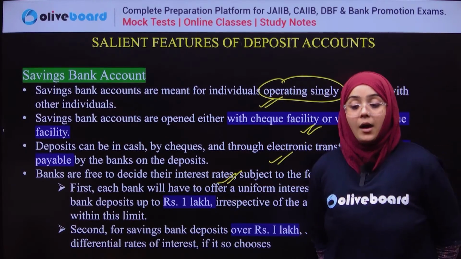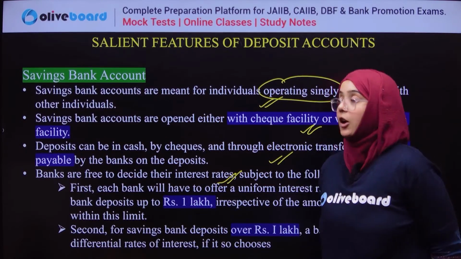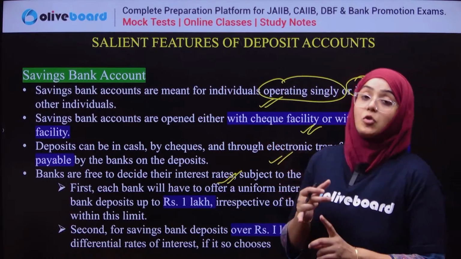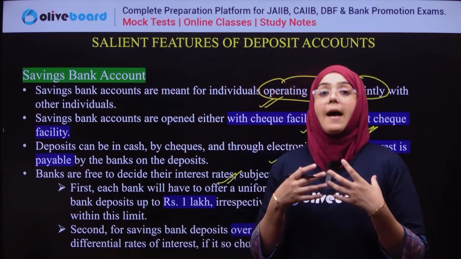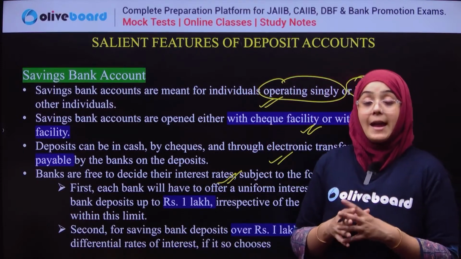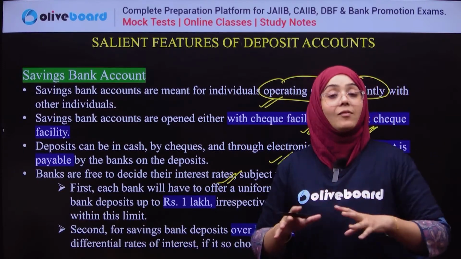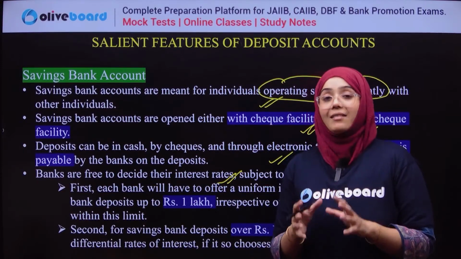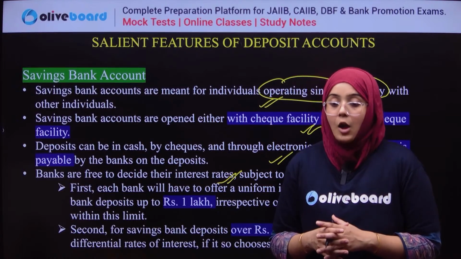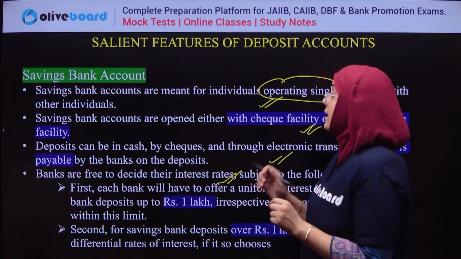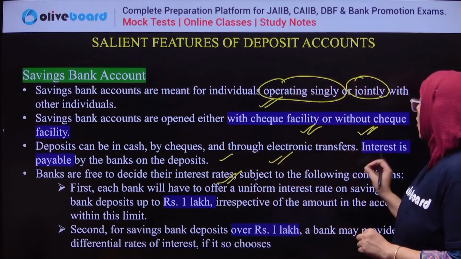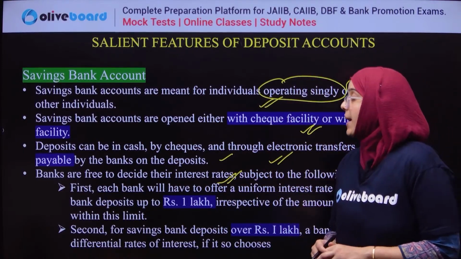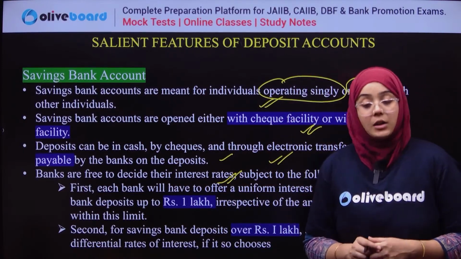So these are the characteristics of a savings bank account. First of all, savings bank accounts are for individuals, for any person who wants to save. In this savings account, the funds don't fluctuate widely. Interest is paid by the bank. Okay, next, deposits can be made in cash, by cheques, or through electronic transfer. Interest is payable by the bank on the deposit.